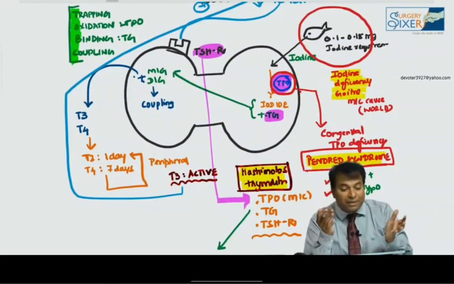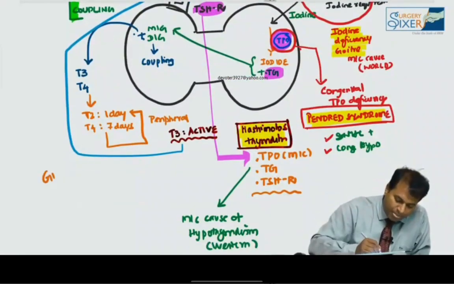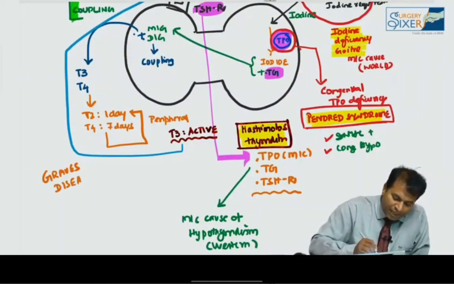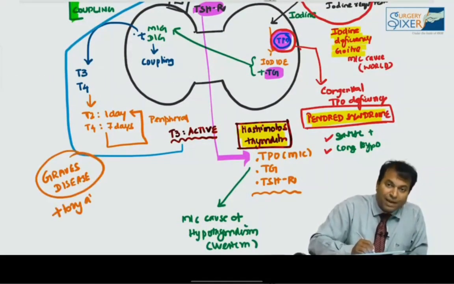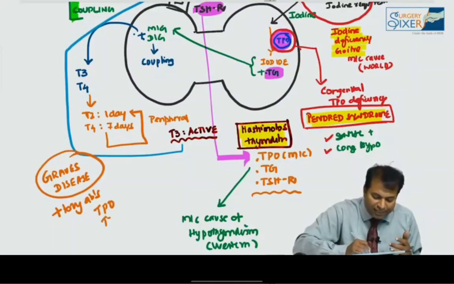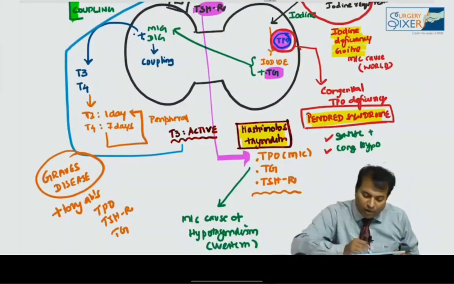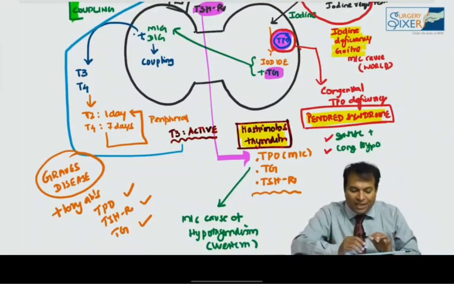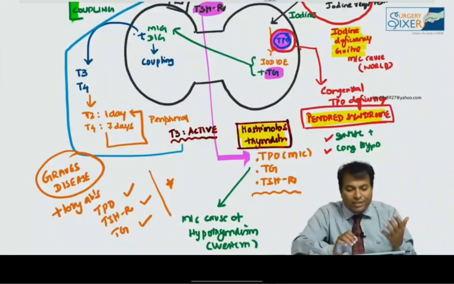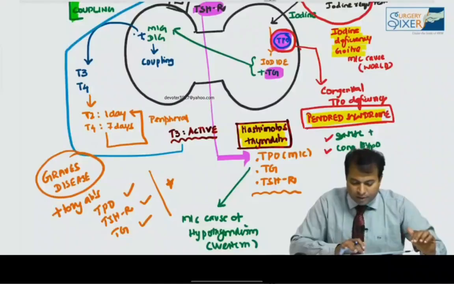So is there any cause of hyperthyroidism? Yes, there is one cause known as Graves' disease. What happens in Graves' disease? Please remember this picture. In Graves' disease, stimulatory antibodies are produced against thyroid peroxidase, TSH receptor and thyroglobulin. They are all stimulatory antibodies produced against these targets. So there is excessive production of T3, T4 in the patient. That will cause Graves' disease.